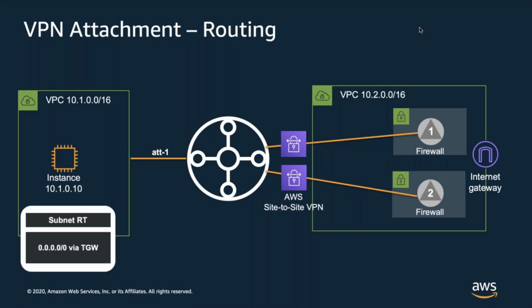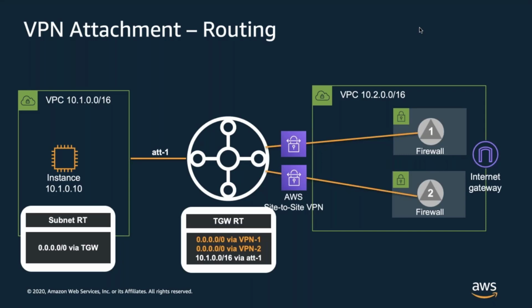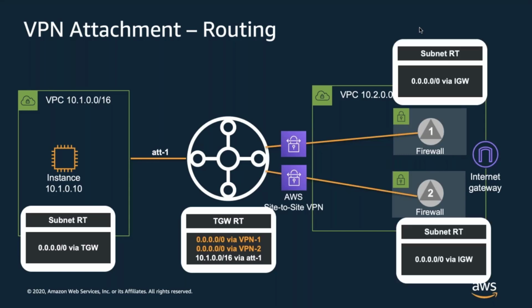So let's have a look at the routing here. On the left-hand side, we have the subnet route table. Again, same as before, traffic goes to the Transit Gateway. The Transit Gateway now has two separate routes. It has a route through firewall 1 and it has a route through firewall 2. And if we enable something called ECMP, equal cost multipath, we're basically saying that we want to utilize both paths and distribute our traffic across all of the paths we have active. So we can actually add more firewalls, we can add more VPNs, and we'll be able to distribute our traffic across those. And then from there, traffic gets to our firewalls, which will forward traffic through the internet gateway.